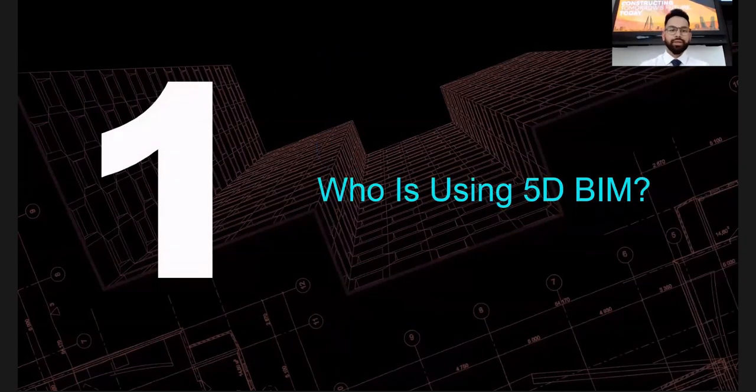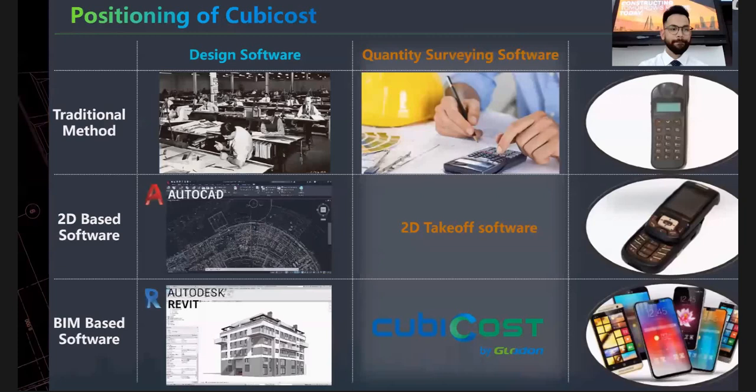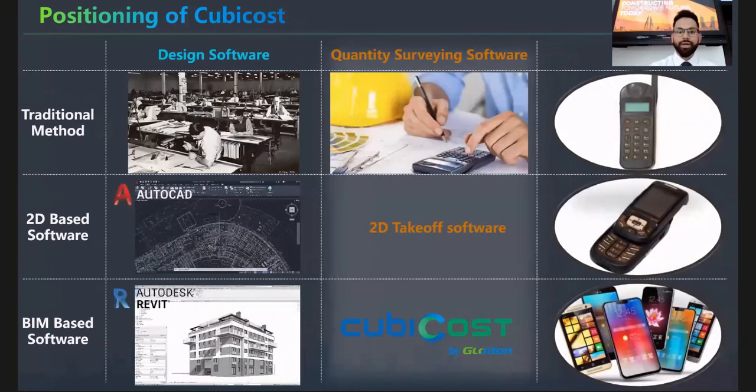To start with, let's look at an overview of construction digitalization. Who is using 5D BIM? Great. This slide shows a comparison between different ways of working using design and quantity takeoff, quantity surveying software in general, and then it provides an analogy to understand where we stand. Of course, with the evolution of BIM, changes in various tasks are quite inevitable. So we compare the traditional pen and paper method of working with 2D software. The analogy is quite normal.